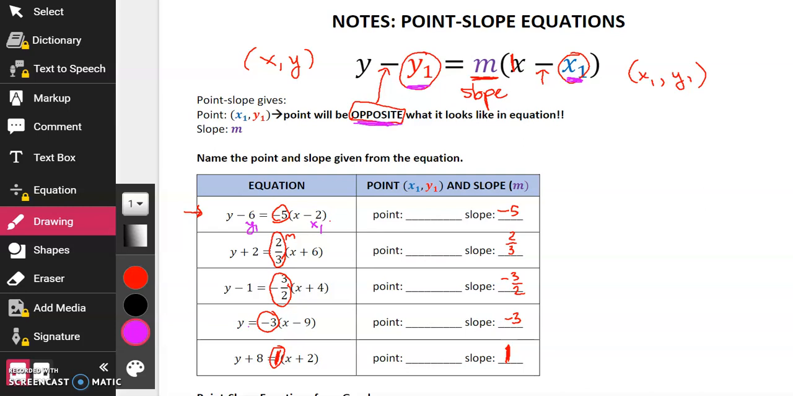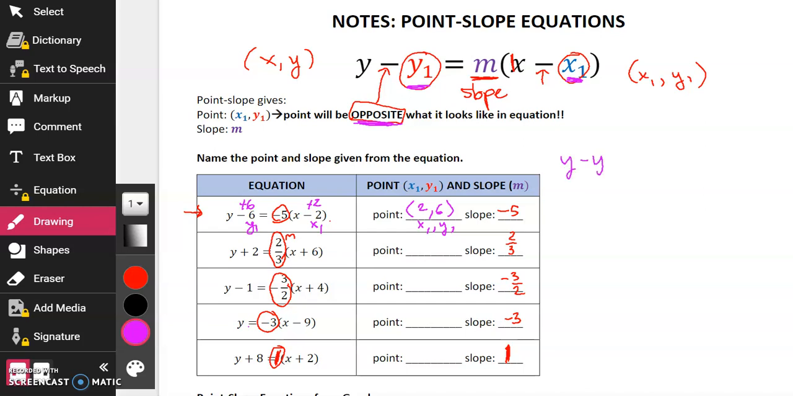So this looks like -2, but my point would actually be +2 right there. And then -6 would actually be a +6 for my y1. Okay, so there's our point. And here's the proof. Really quick, here's the proof, right?